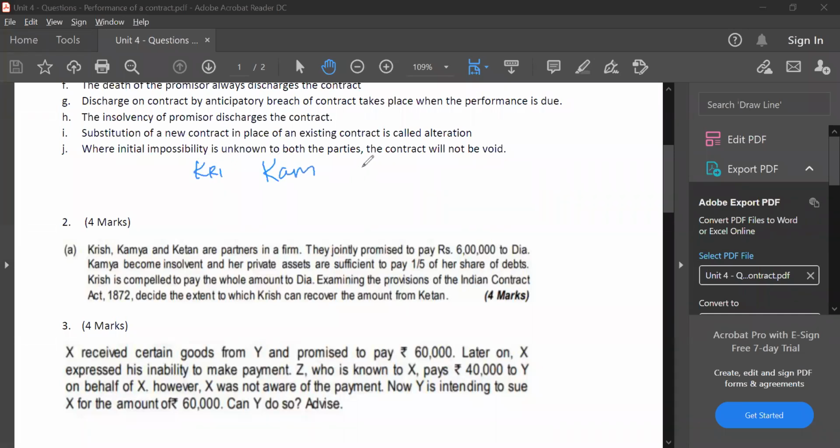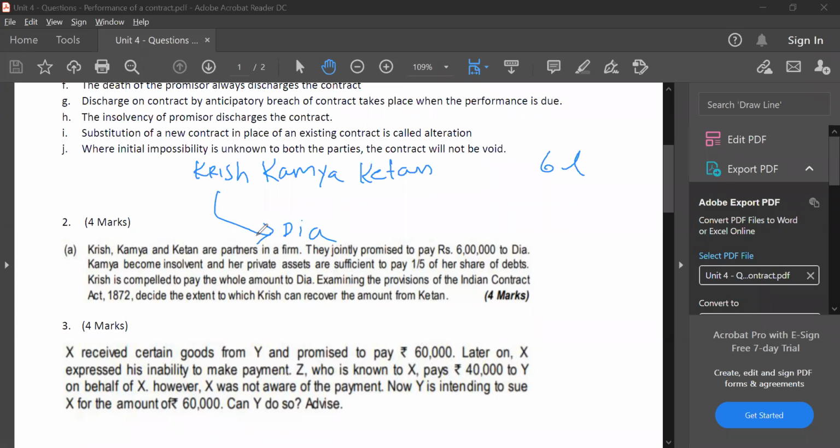Kamya and Ketan are partners in the firm. They have jointly promised to pay 6 lakhs to Diya. Now, Kamya becomes insolvent and her private assets are sufficient to pay 1/5 of her debts. Therefore, Kamya is not able to pay the money here. First, Krish is compelled to pay the balance of the whole amount to Diya. With the provisions, explain how much can Krish recover from Ketan.